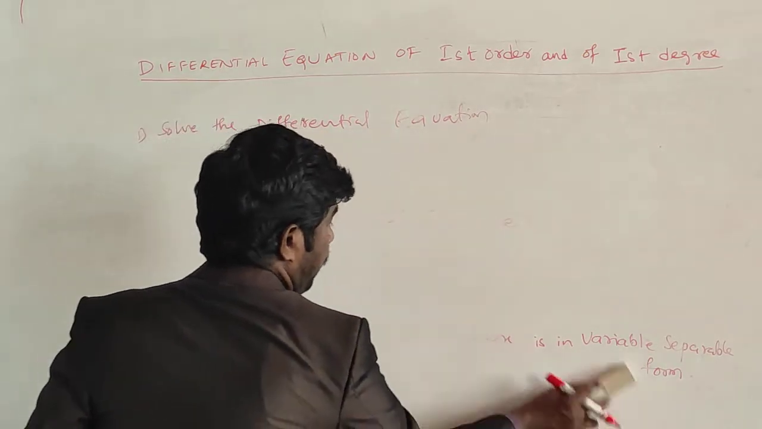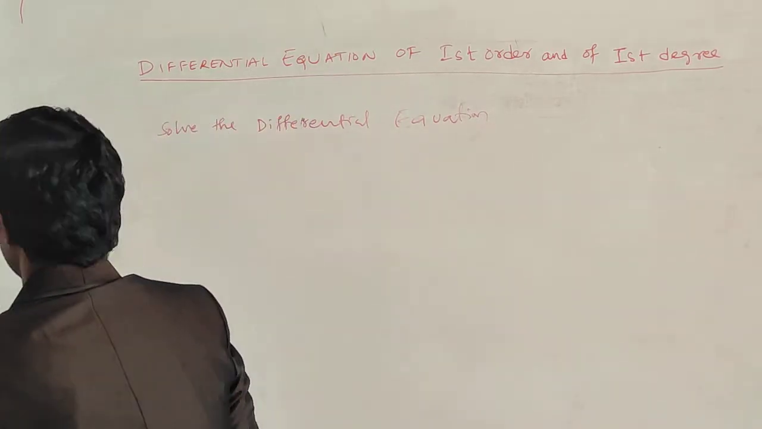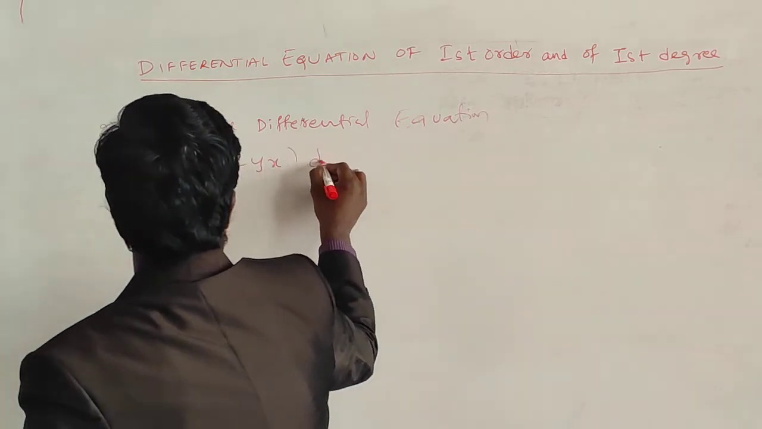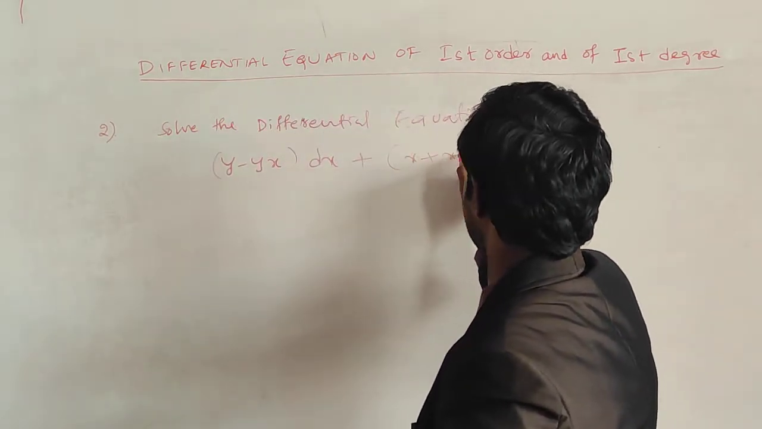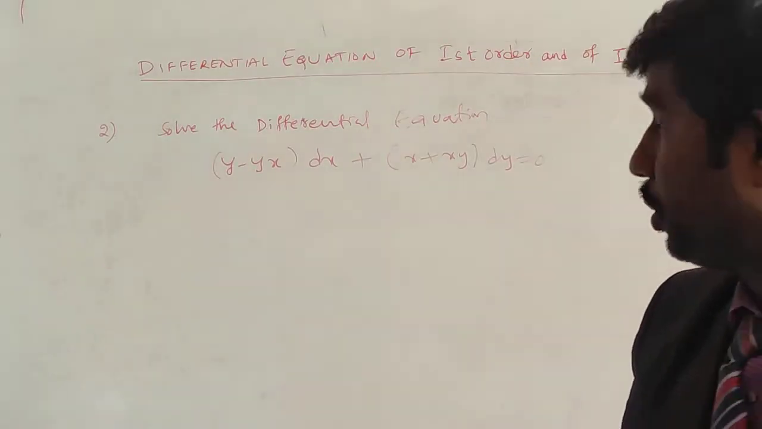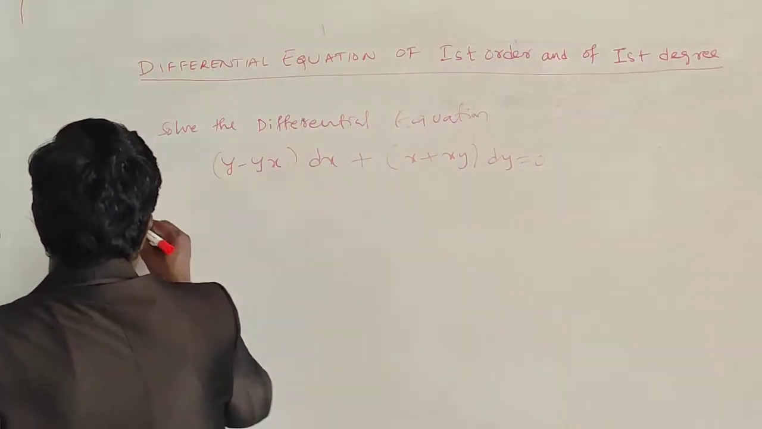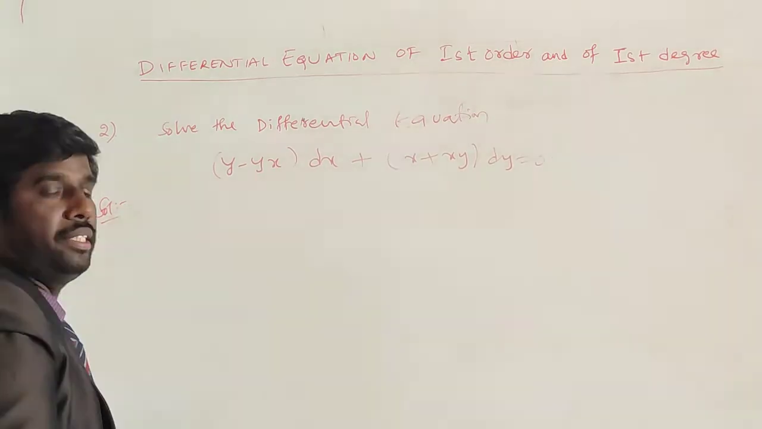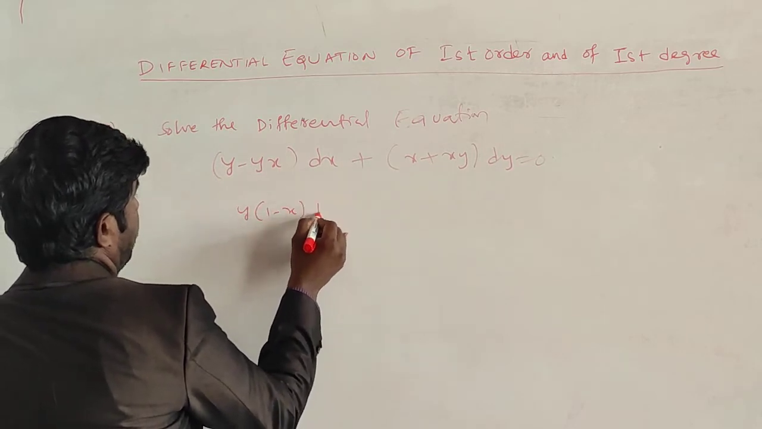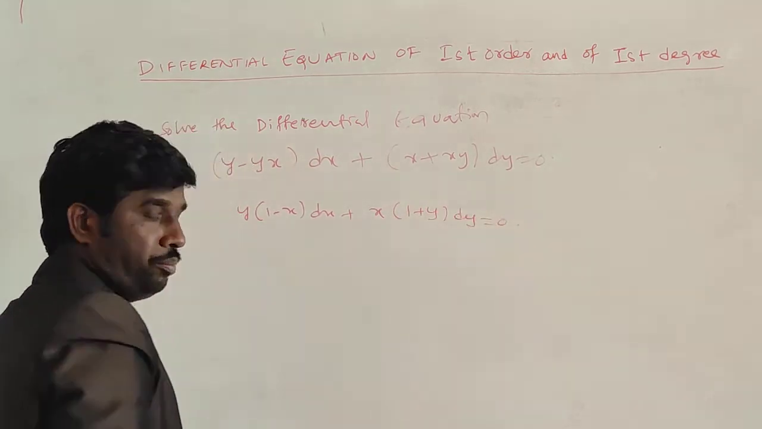So let's solve one more problem. I am taking another differential equation: y minus yx dx plus x into x plus y dy equal to 0. Now I am trying to rewrite this differential equation. So that is y into 1 minus x dx plus x into 1 plus y dy equal to 0.